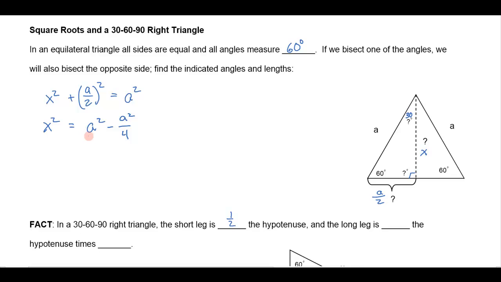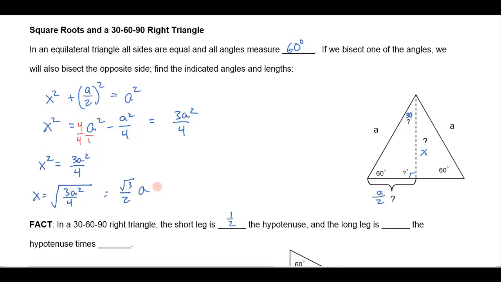And let's go ahead and just think of this as A squared over 1 and multiply by 4 over 4. So this is going to give me 4A squared minus 1A squared. That's 3A squared over 4. So since x squared is 3A squared over 4, that means that x is going to be the square root of 3A squared over 4. So notice I can write that as the square root of 3 over 2. The square root of 3 would be the square root of this one, and then the square root of 4 is 2, and then the square root of A squared will be equal to A.